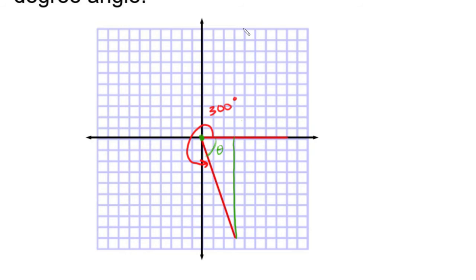Now, we have to figure out what the reference angle is. By looking at this, hopefully you can determine, without me explaining it, what angle theta is. And if not, try to think about it. If this is 300 degrees, this would be the rest of the rotation all the way around the circle. So what would it have to be? The answer is 60. It'd be 360 minus 300, which is 60 degrees. So that would be your reference angle theta.